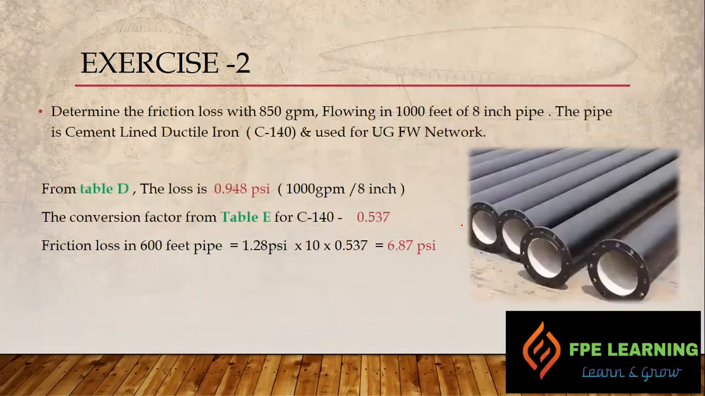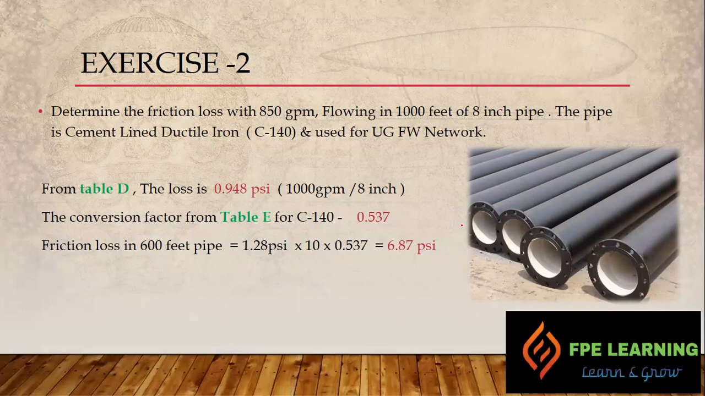The next one is to find the friction loss in a pipe. The pipe is now cement-lined ductile iron pipe with a C factor of 140, used for underground fire water networks. It is 8-inch pipe, the length is 1000 feet, and the flow is 1000 GPM from one end to the other. What is the friction loss here?